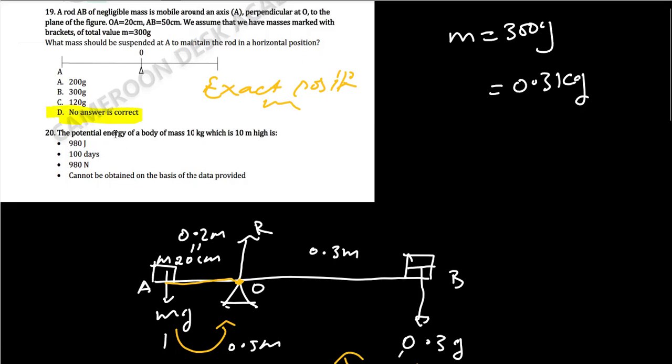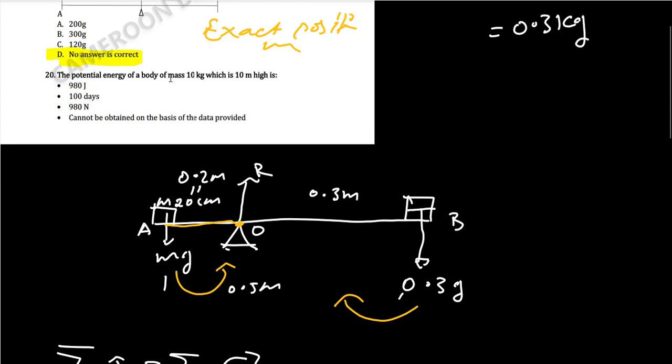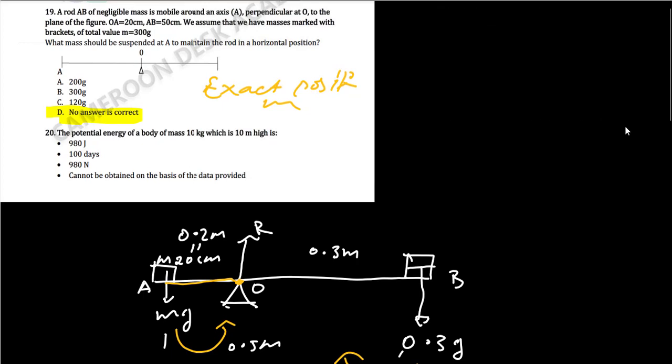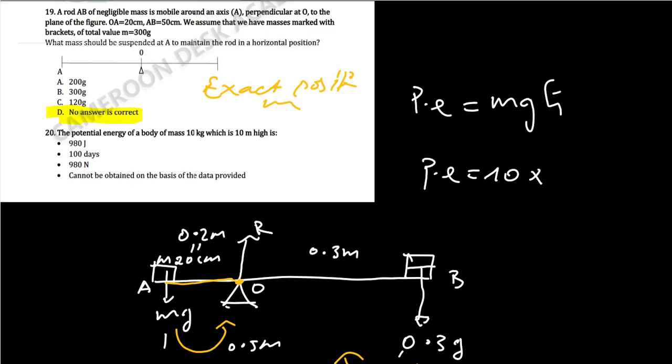Question number 20: the potential energy of a body of mass 10 kilograms, which is 10 meters high, is... the potential energy PE is simply given by mgh. So the potential energy will be equal to the mass, that's 10 kilograms, times 10 meters times 9.8. So that is going to give us 980 joules. So the correct option is A.